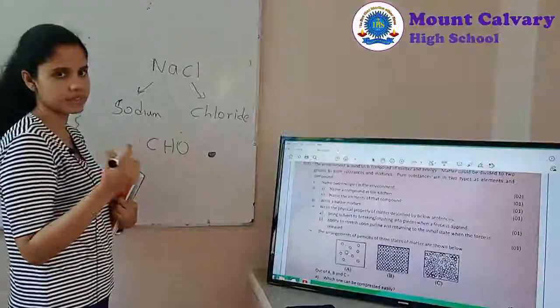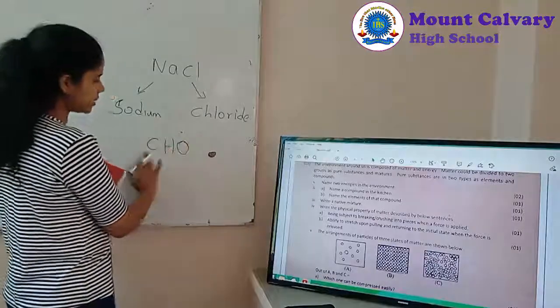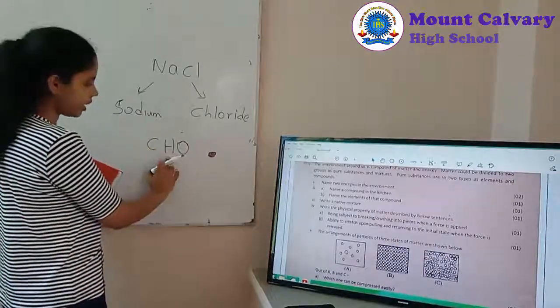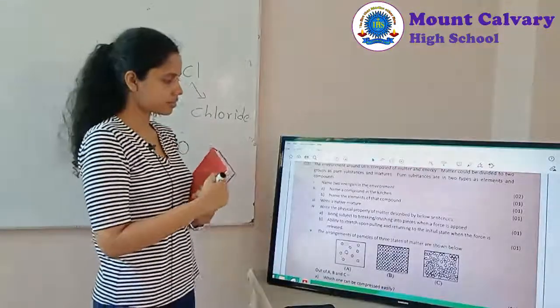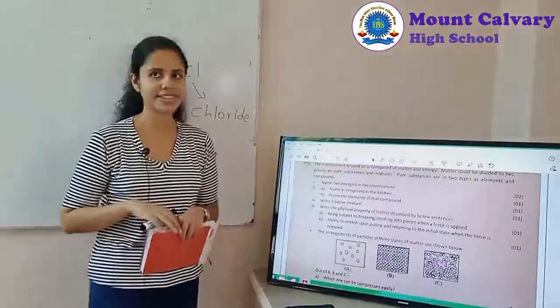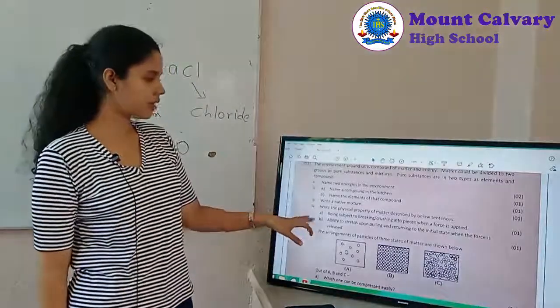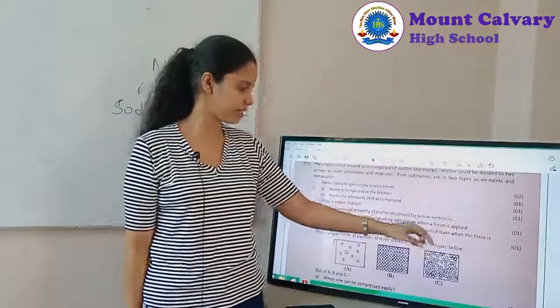Sugar means what? We can say it's glucose, right? So the components or the elements present there is what? Carbon, hydrogen and oxygen. Now if you take the third question, you don't need to answer for the third question. Now if you take the fourth one, write the physical property of matter described by below sentences.